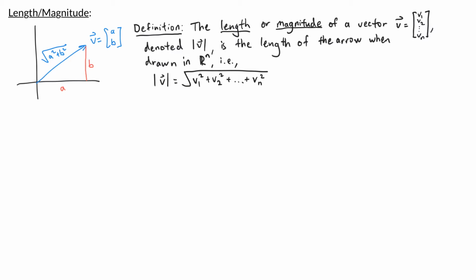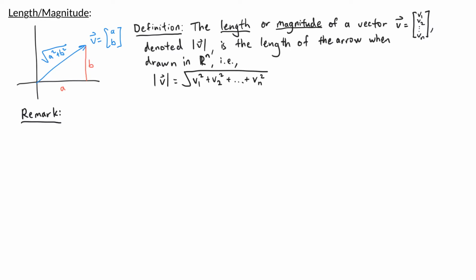We say that the length or magnitude of a vector v with entries v1 through vn is the length of the arrow when we draw it in Rn. We denote the length of v by writing v with bars around it. Now we calculate it by doing the square root of v1 squared summed up through vn squared.